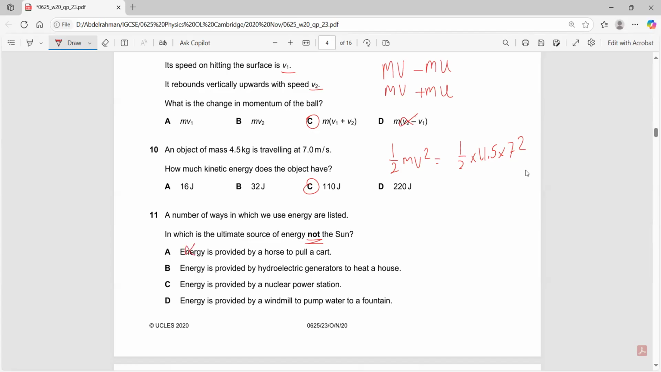Energy provided by hydroelectric generators. Again, water depends on the sun, the water cycle. Energy provided by nuclear power station. Nuclear energy, does it depend on the sun? No, it does not depend on the sun.